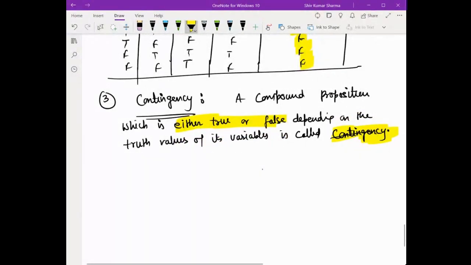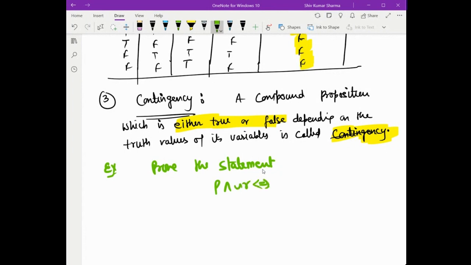Note down the example. Try to show that the statement P and negation R implies Q or R is a contingency. So try to solve this. Okay, so thank you, students.